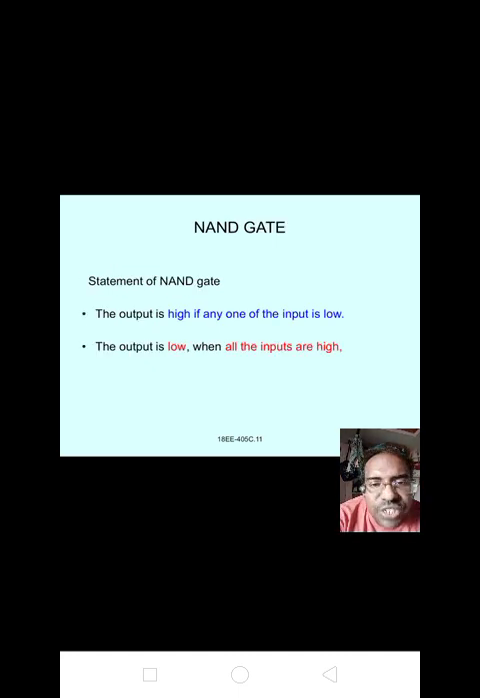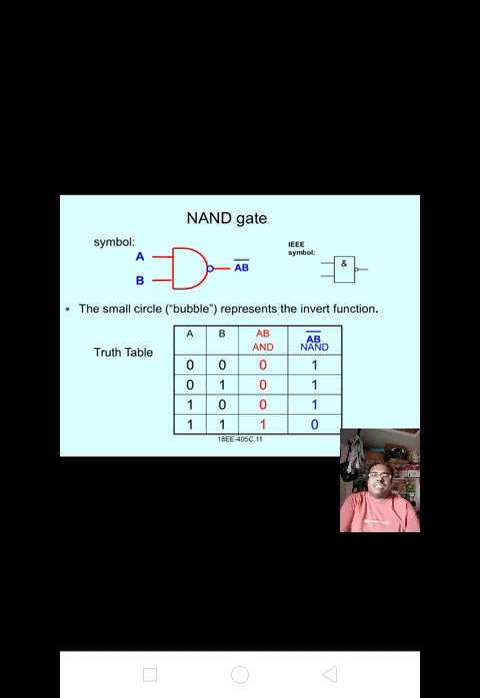Next, the definition of the NAND gate: the output is high if any one of the inputs is low, and the output is low when all the inputs are high. Next, the symbolic representation and IEEE symbol of the NAND gate are also given here. Please make a note in your textbook if you have not drawn it before. It is an important one, and it is asked in examinations two to three times. The small circle represents the invert function.